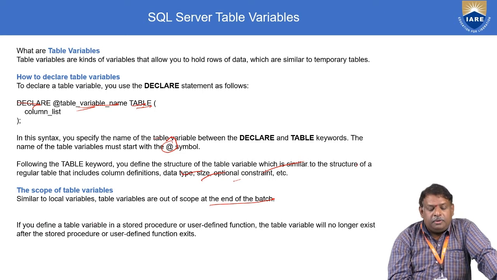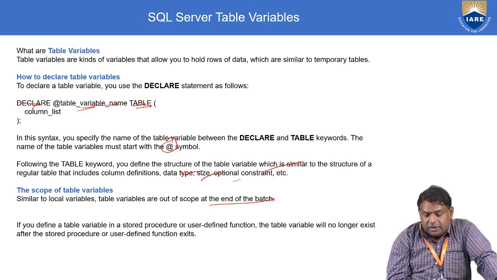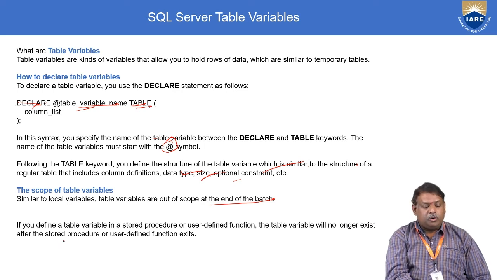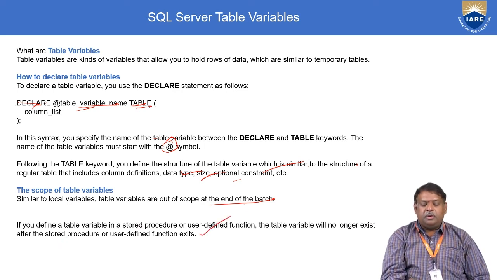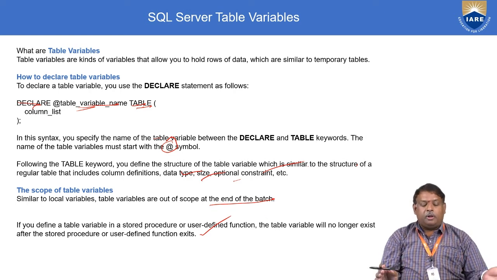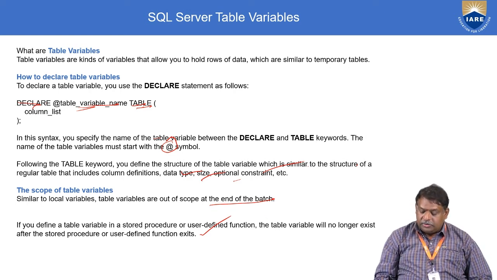Table variables go out of scope at the end of the batch. If you define a table variable within a stored procedure or a user-defined function, the table variable will no longer exist after the stored procedure or function exits. Once you finish execution of the procedure, your table variable will automatically cease to exist.